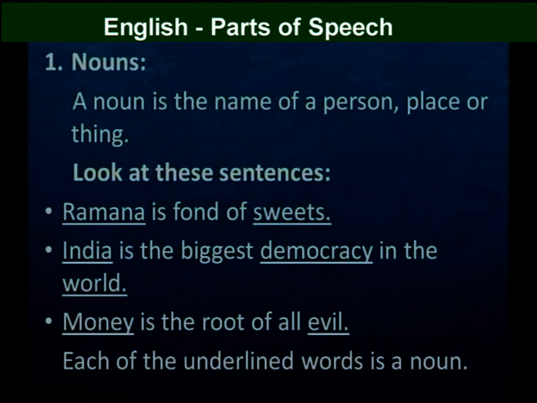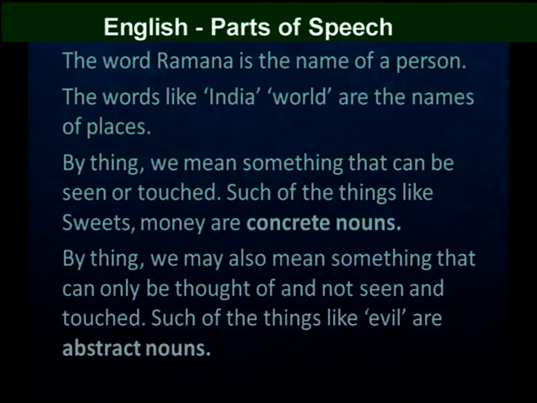Ramana is the name of a person. India is the name of a country. Money, evil, world, democracy, sweets, these are all nouns. The word Ramana is the name of a person. Words like India, world are the names of places. By thing, we mean something that can be seen or touched. Things like sweets and money, we can touch. They are called concrete nouns.